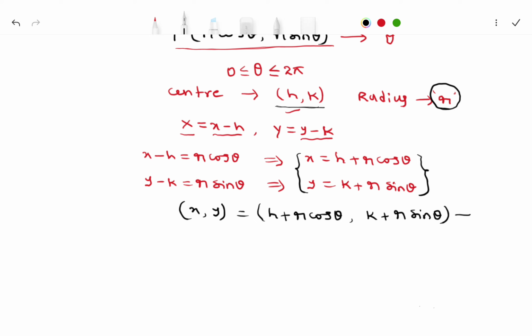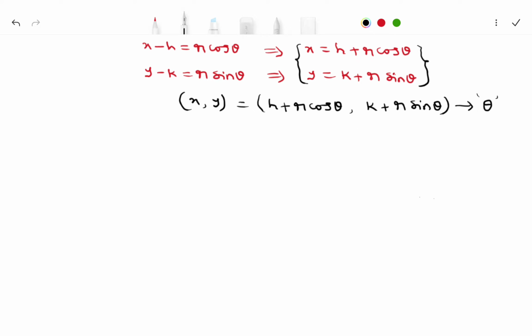This one is also denoted by theta. Now, the above is the parametric point. So when will you apply it? When we know the center and radius.